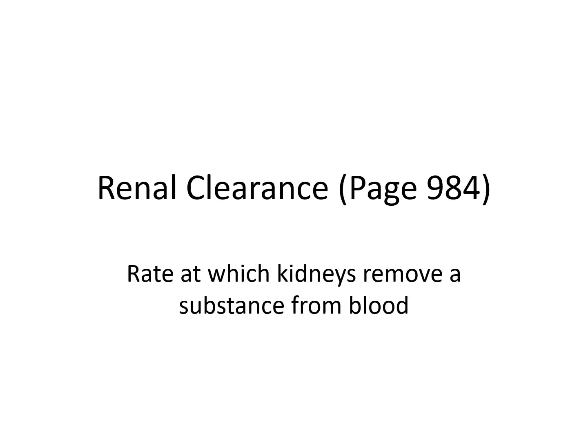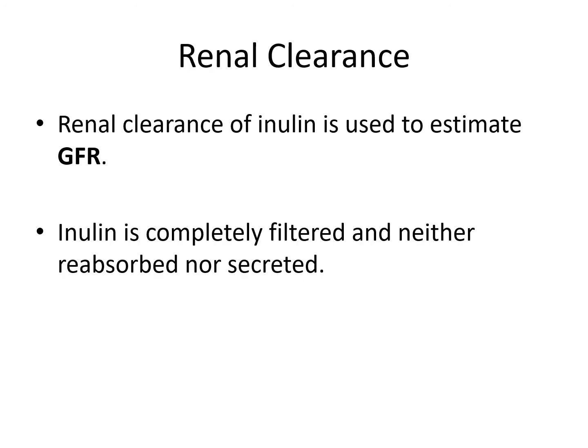Renal clearance is the rate at which the kidneys remove a substance from blood, and so this is an excellent way to monitor the level of functioning of the kidney. In order to do this, you need to use a substance that is completely filtered, that is not reabsorbed or secreted. And one of these substances is called inulin. And so inulin has been used to estimate glomerular filtration rate. And so this is just a short, very brief coverage of the major disorders and ailments of the urinary system.